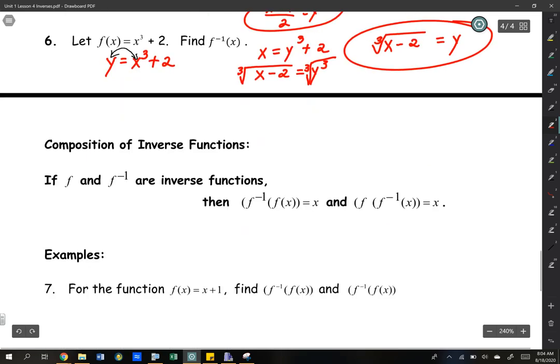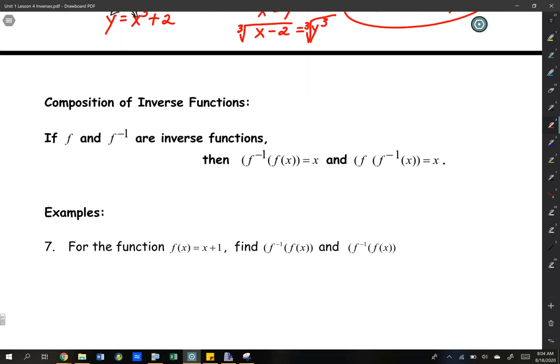All right. Now, there's one more note here, composition of inverse functions. It looks a little crazy. You might look at that and think you have no idea what I'm talking about here. All this is saying is that if you take an inverse and you put it into the original function, you're going to get a value of x. If you take the original function and you input it into the inverse, you're going to get a value of x. Now, this is going to come into play in calculus.